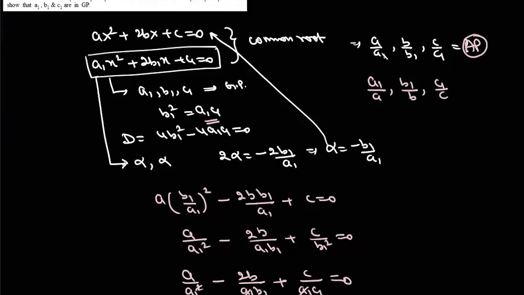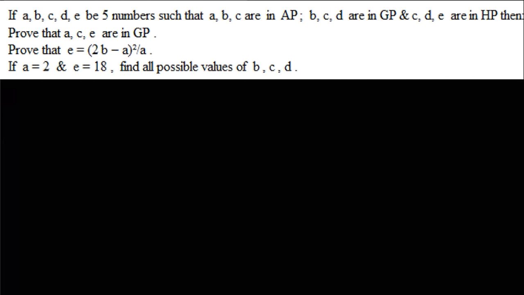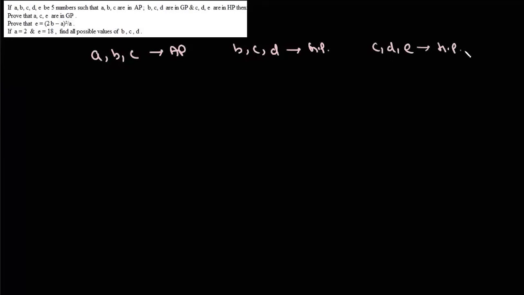So if they are in AP, then their reciprocals will be in HP. Now here the question is, if a, b, c, d and e are 5 numbers such that a, b, c are in AP, b, c, d are in GP, and c, d and e are in HP, then prove that a, c and e are in GP.